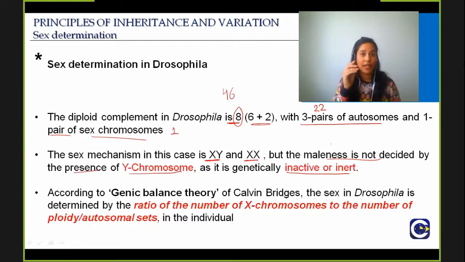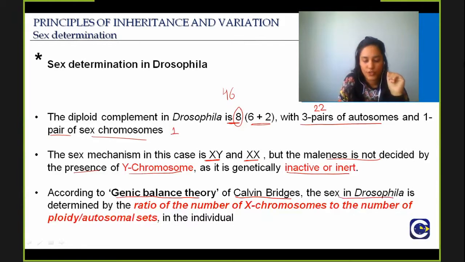Now is the time you have to take your pen and your sheet, because according to the genic balance theory of Calvin Bridges, write it down. I will wait for a couple of seconds. The genic balance theory was given by Calvin Bridges, and it tells you how sex is determined in Drosophila. Please write it down, guys, please. It is very important. We have seen yesterday how a recent question from 2017 was there, right? Good. I'm hoping everybody wrote it down. Genic balance theory of Calvin Bridges.